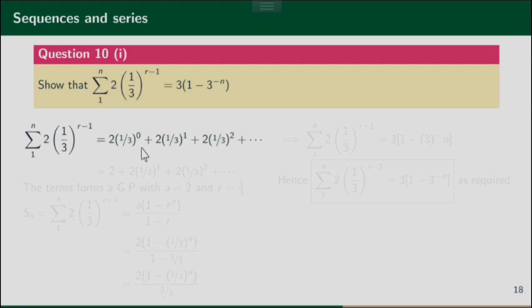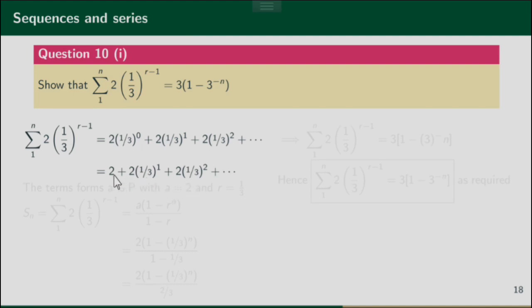If I can draw out a pattern, of course I want to find out if the terms form a geometric progression or an arithmetic progression. Now 1/3 raised to 0 is 1, so the first term is just 2. Then I have 2 into 1/3 raised to the power 1, plus 2 into 1/3 raised to the power 2, then plus, it continues like so.